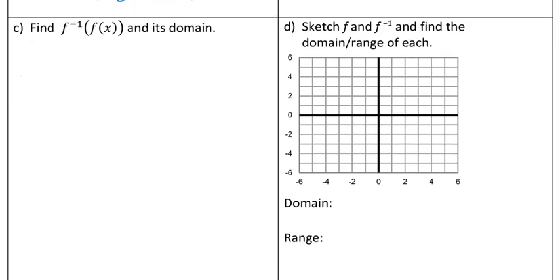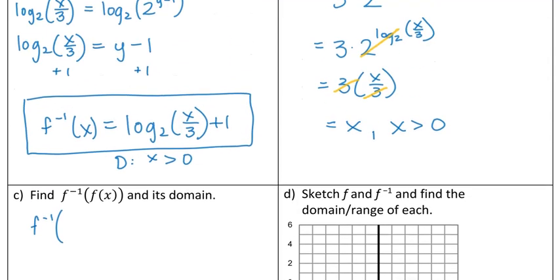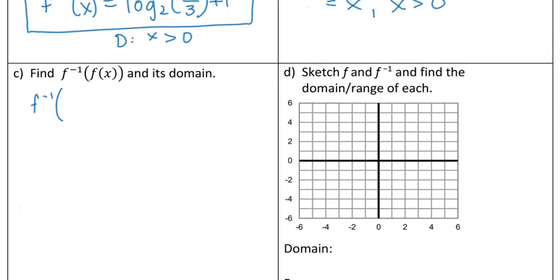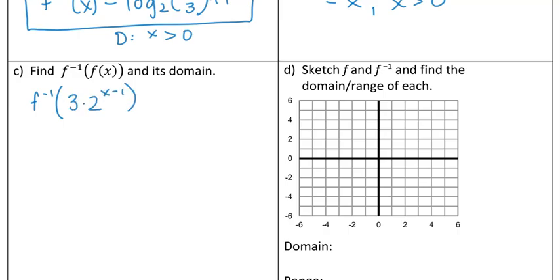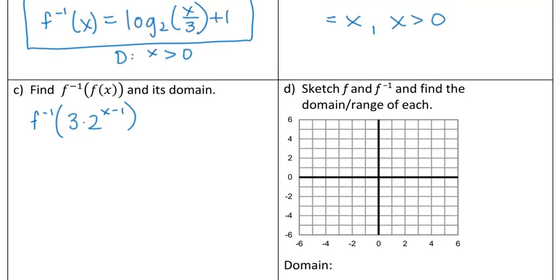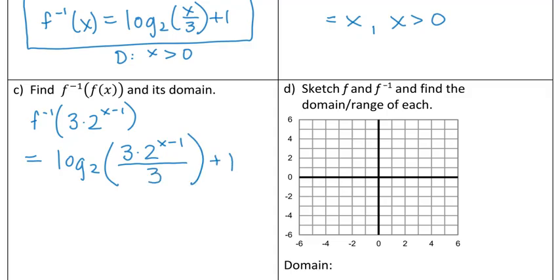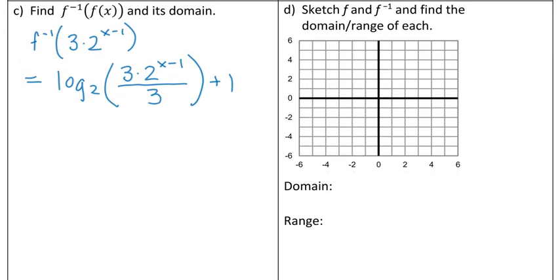Now we want to compose the other direction. So we want to take our original function, hold on, I gotta peek, 3 times 2 to the x minus 1, and we want to plug it into our inverse. So the inverse function is a log base 2 of x, which is now getting replaced by 3 times 2 to the x minus 1, over 3 plus 1. So this time, the first thing to go is going to be the 3s. I'm multiplying by 3, I'm dividing by 3. That will cancel.